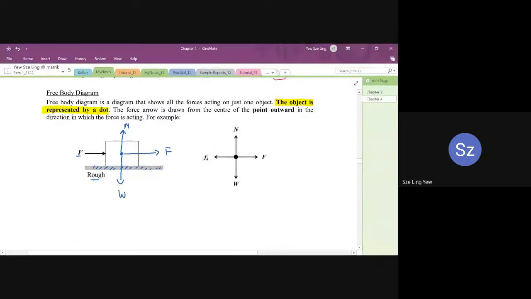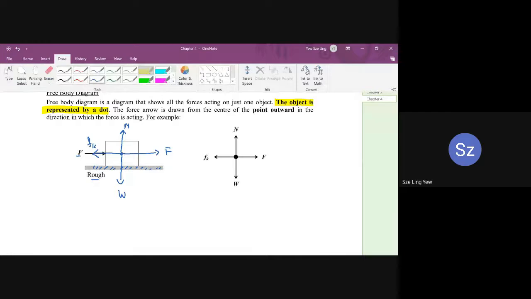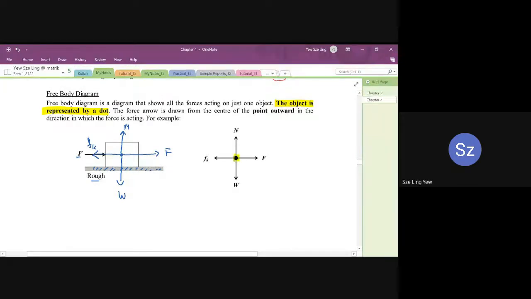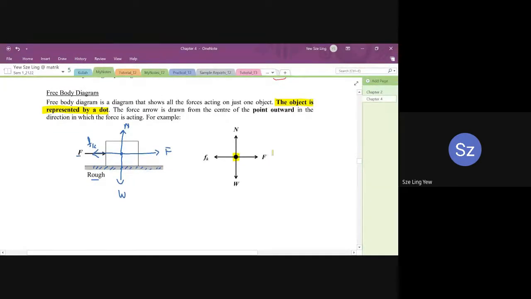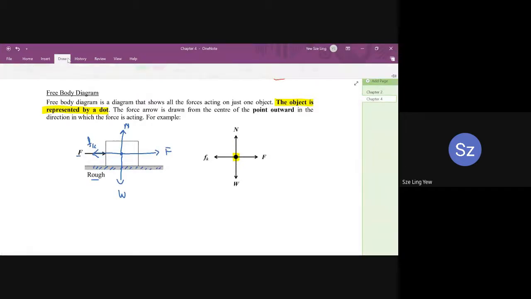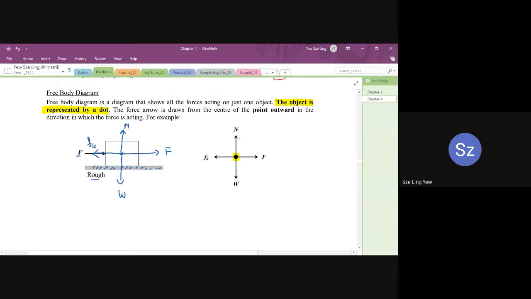And because you have a rough surface, Fk is going towards the other direction. So when you want to sketch a free body diagram, you look at the one on the right hand side. That is how you do it. You use the dot to represent the box now. So this one represents the object. All 4 forces are coming out from this dot. So this is a complete free body diagram.